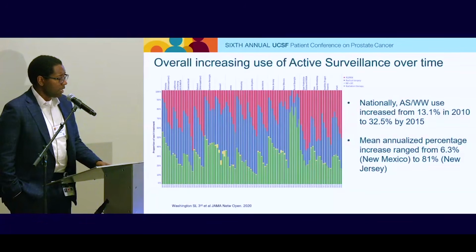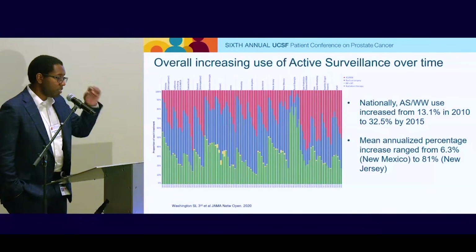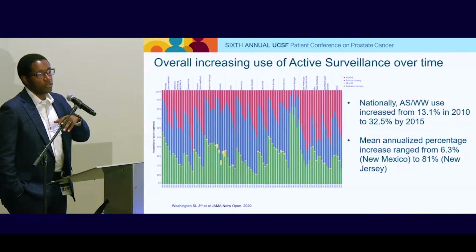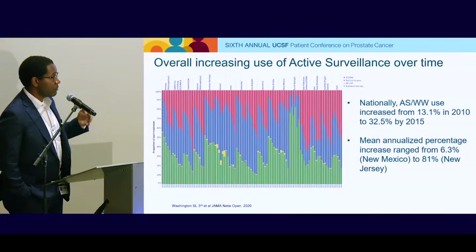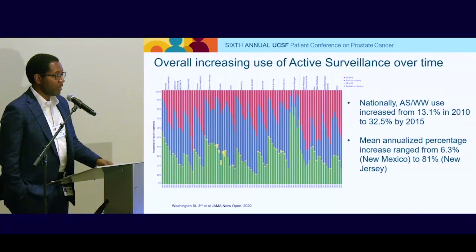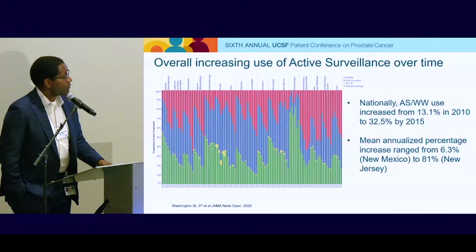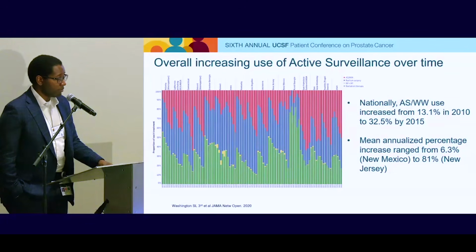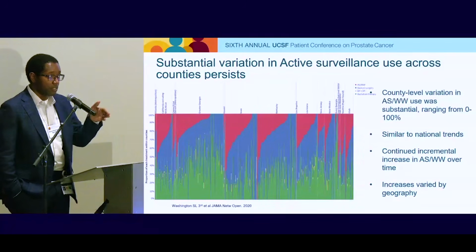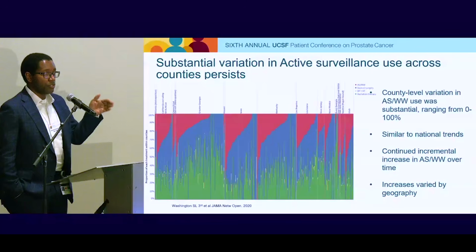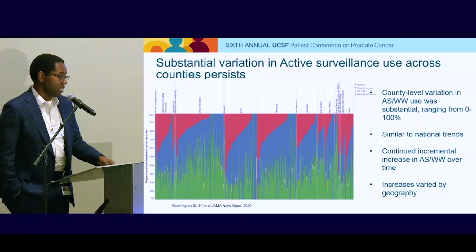Going back even to the early 2000s, we've seen that active surveillance over the broad area of the country has increased over time, going back from 2015 and 2010. We see that across different counties, even we see a broad difference. It's kind of a busy slide, but just know that over time things have increased, even when we look at individual counties across the United States.